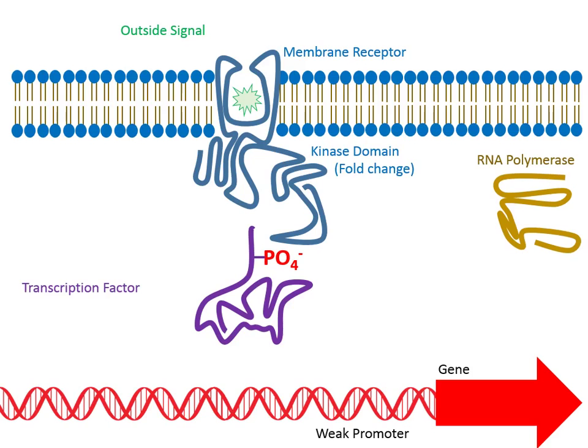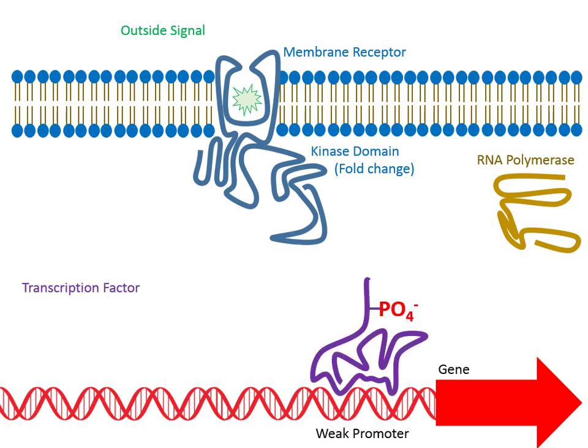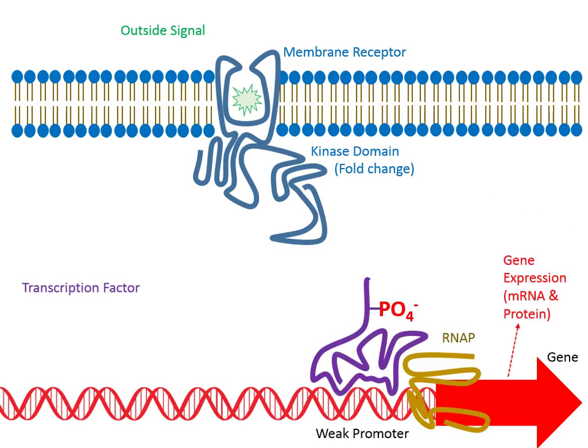Now, once it has the phosphate group attached, or once it's phosphorylated, the transcription factor can bind to the promoter and help encourage RNA polymerase to bind the promoter and transcribe the gene. In this way, gene expression is increased in response to the outside signal, even though that signal is not being directly sensed by the transcription factor.